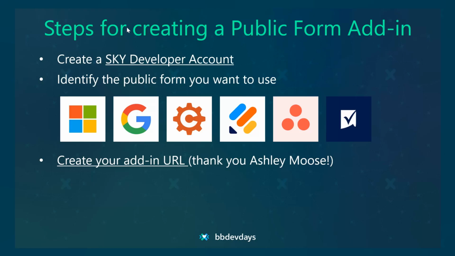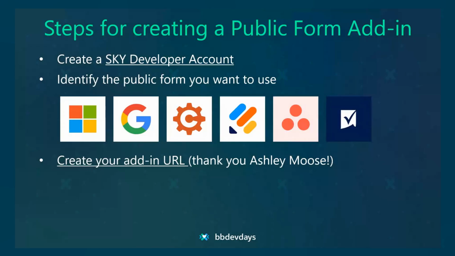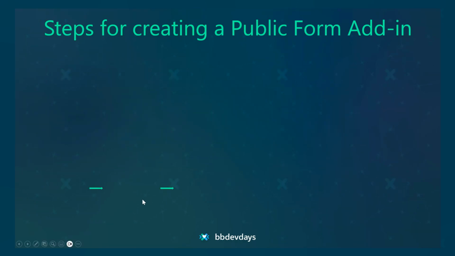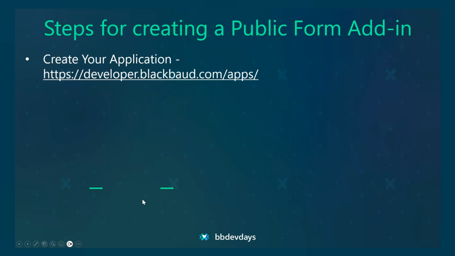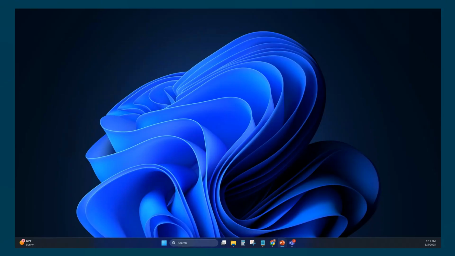So here, I'll just show you really quick. If I can bring it over, it's going to look like this. So we're going to copy that link. All right, so next step, we're going to go to developer.blackbaud.com/apps. And so I am just going to bring that up. You can obviously click on those.